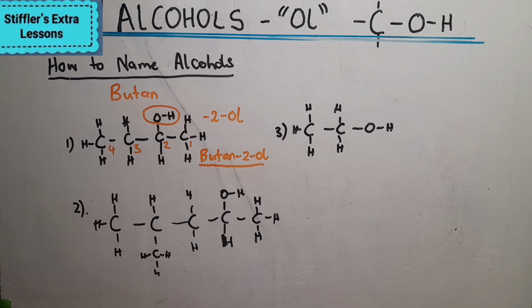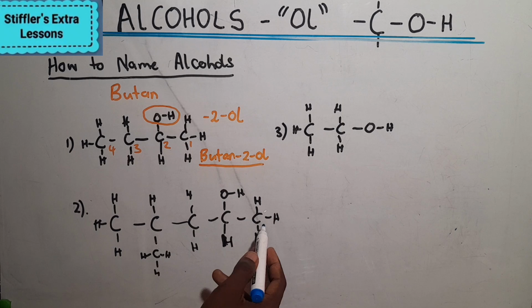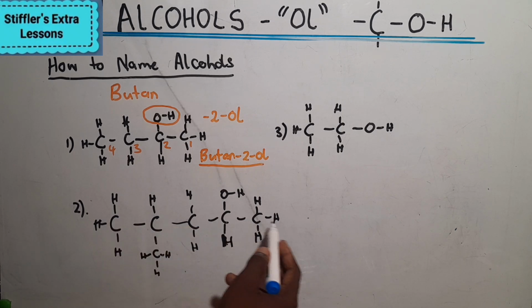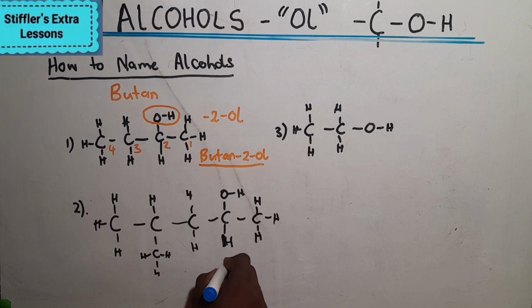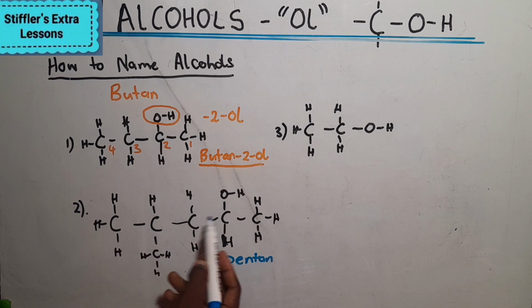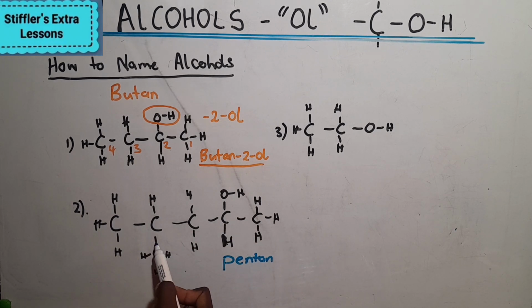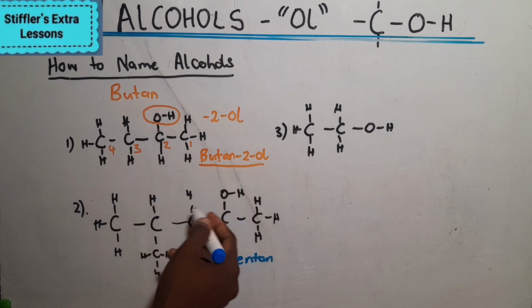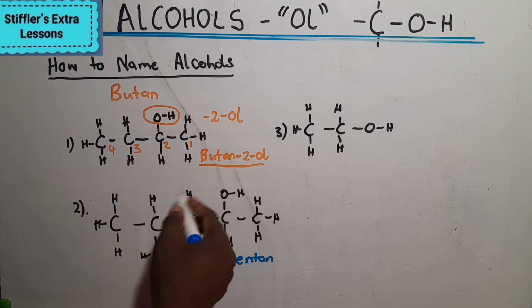So on this, let's check as well. The parent chain, or the longest chain, is carrying 5 carbons. Can you see that? It is carrying 5 carbons. So it's supposed to be a pentane, right? So let's see. From this end, we have a branch coming on carbon number 2. And from that end, we have the alcohol coming on carbon number 2. As I said, we prioritize the alcohol more than the branch.